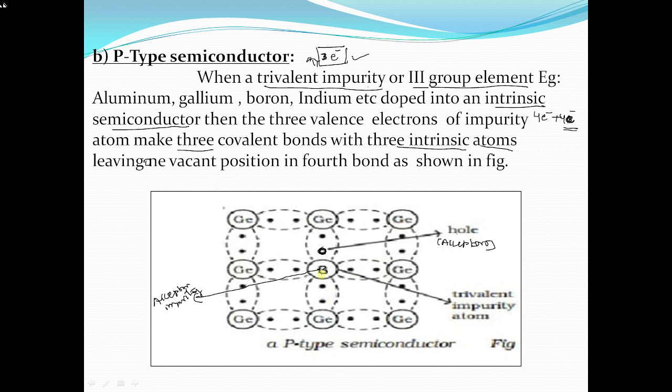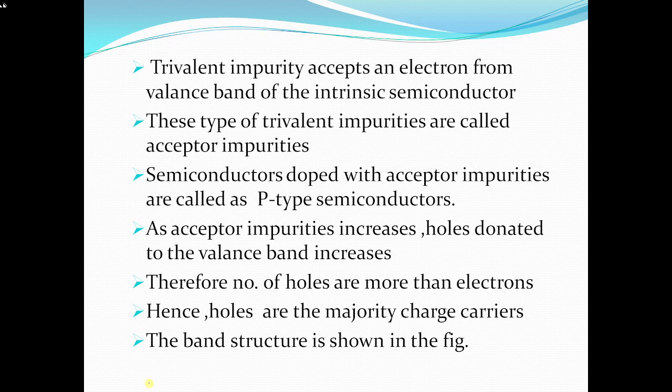Okay. So as the acceptor impurities increase, what happens? Acceptors also increase. If I dope here also with boron, here also 1 vacant space will be left. So as acceptor impurities increase, the number of acceptors also increases, meaning the number of holes also increases. So what are the majority charge carriers here? Majority charge carriers will be holes, because holes will be more when compared to electrons.